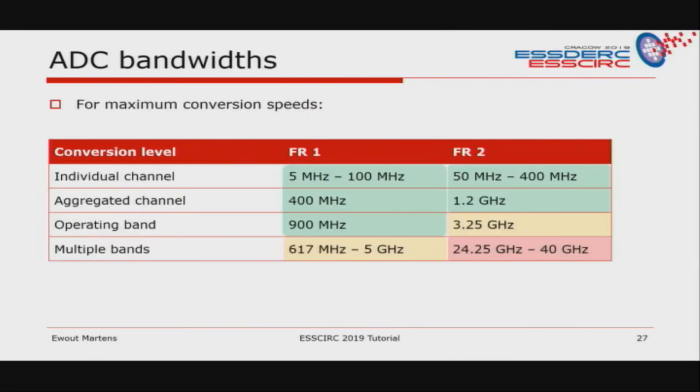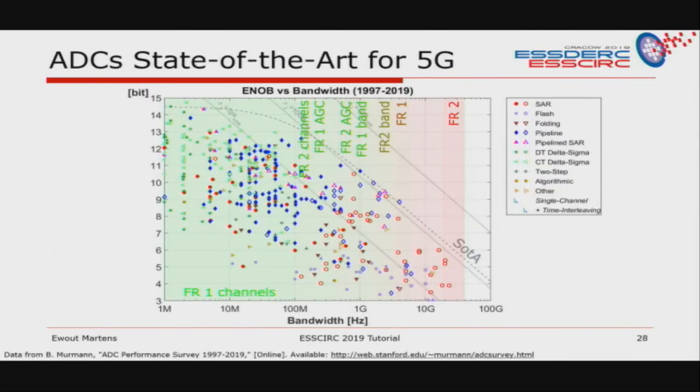So the first thing is the bandwidth. If you look at the four different conversion levels, so there is the channel level, the aggregated channel level, the operating band or multiple bands, then you can make a list with the two frequency ranges, and the colors indicate how easy it is. So green is pretty feasible, whereas red will be pretty difficult. That's also shown in this plot.